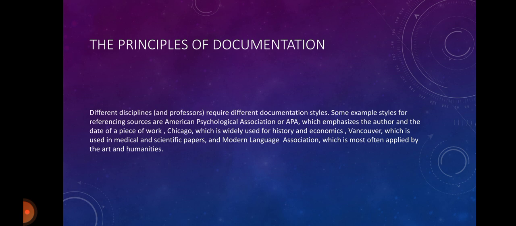The principle of documentation. Different disciplines and professors require different documentation styles. Some example styles for referencing sources are the American Psychological Association or APA, which emphasizes the authors and date of a piece of work; Chicago, which is widely used for history and economics; Vancouver, which is used in medical and scientific papers; and Modern Language Association, which is most often applied in the humanities.